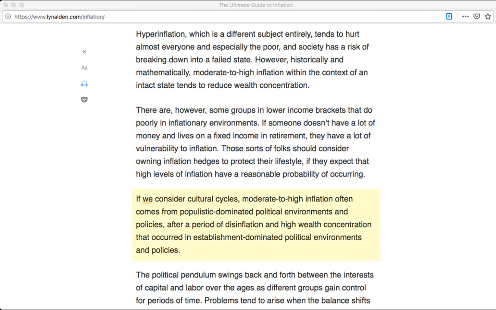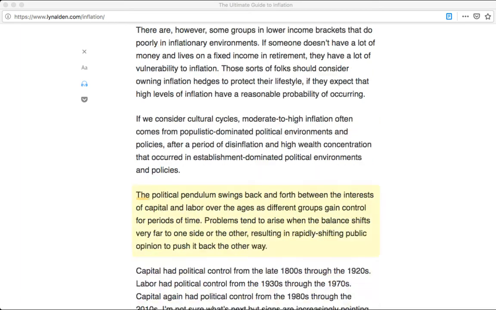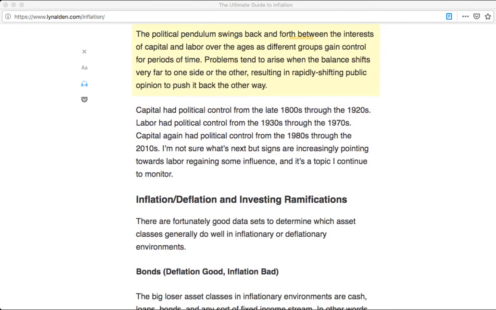If we consider cultural cycles, moderate to high inflation often comes from populist-dominated political environments and policies, after a period of disinflation and high wealth concentration that occurred in establishment-dominated political environments and policies. The political pendulum swings back and forth between the interests of capital and labor over the ages as different groups gain control for periods of time. Problems tend to arise when the balance shifts very far to one side or the other, resulting in a rapidly shifting public opinion to push it back the other way.